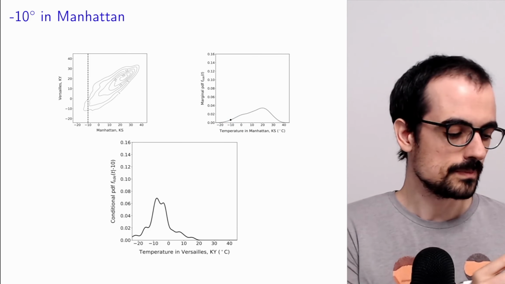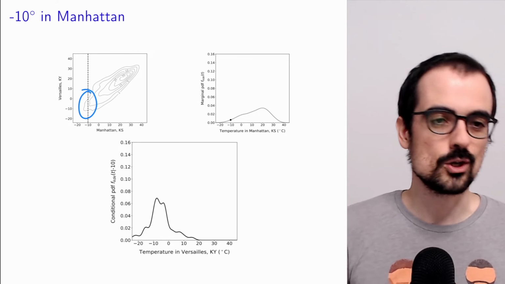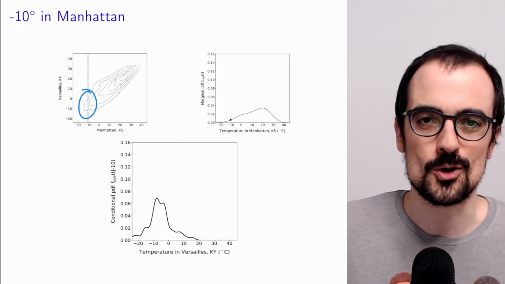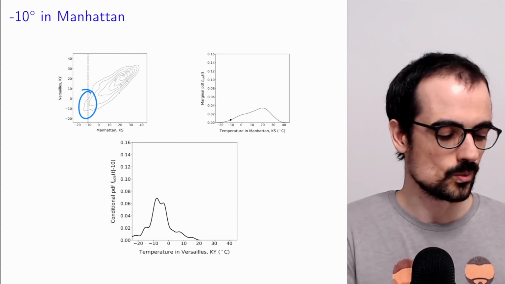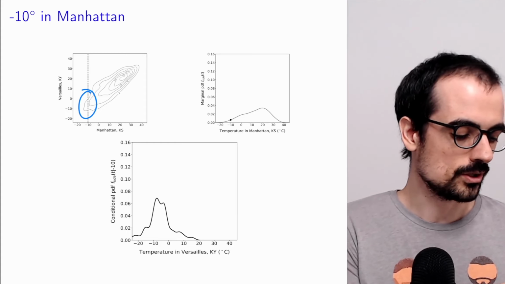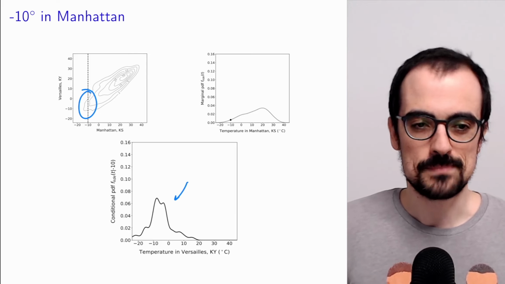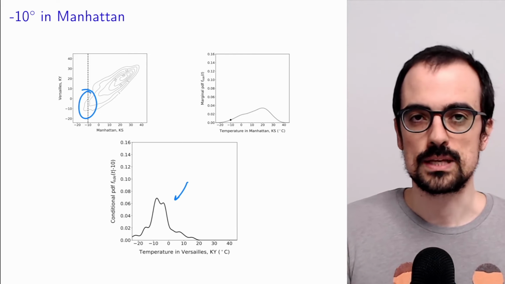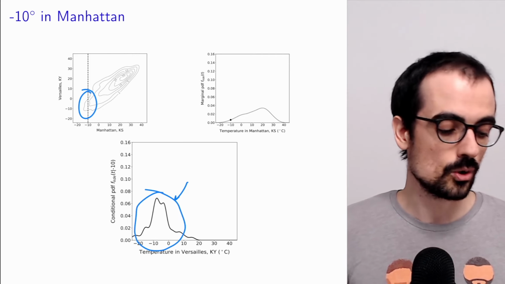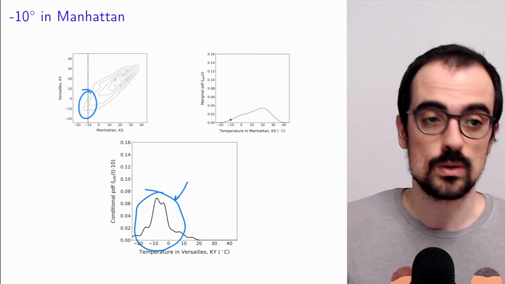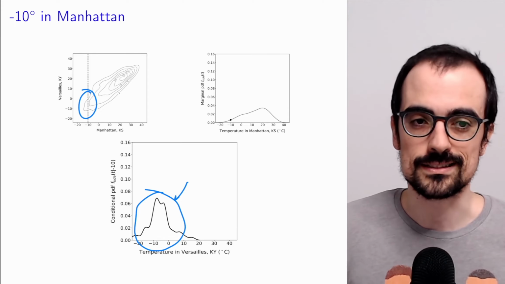Realize that this is a little bit noisy because at that point we don't have that many data. It's not that common that it's minus 10 degrees Celsius in Manhattan. So this is why the conditional looks a little bit noisy, but it's clear that the temperatures are very related. This is telling us that most of the density is actually close to minus 10. It's really cold. When it's very cold in Kansas, it's also very cold in Kentucky.